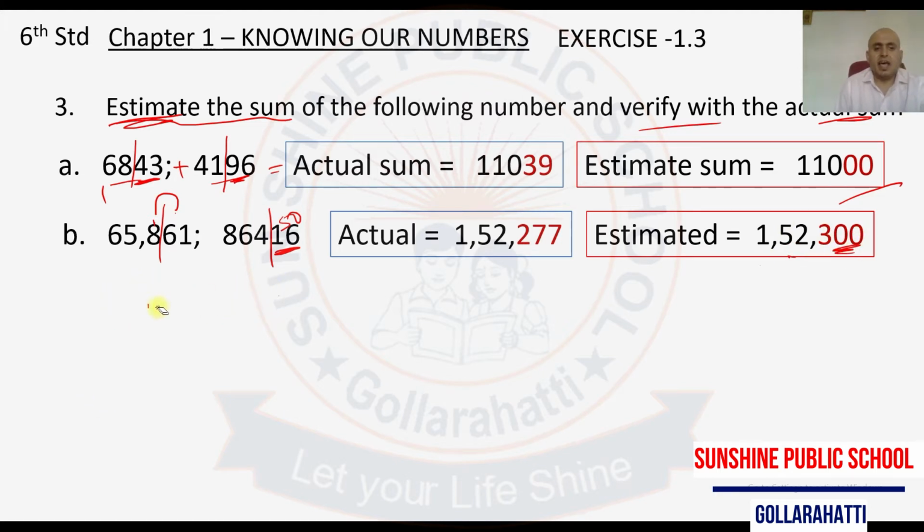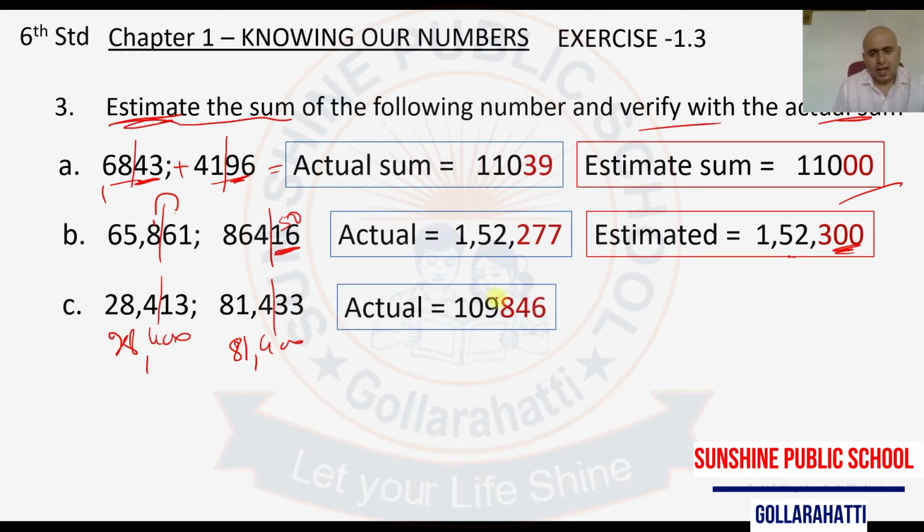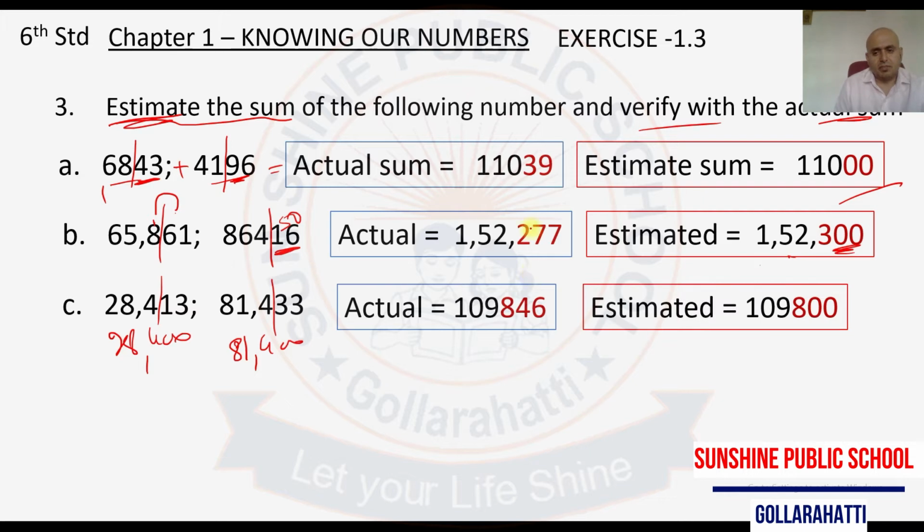Estimation is nothing but an approximate number, approximate sum. Here 28,413 and 81,433. This becomes 400, and here also 400. That is 81,400 and 28,400. But the actual sum is 1,09,846. If you add the estimated numbers, you will be getting 1,09,800.